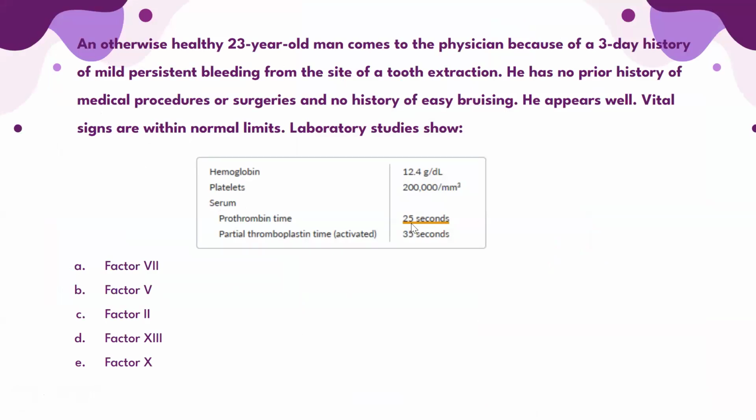Let me just give you guys the normal limits. So the PT normally should be around 11 to 14, and the PTT should be 25 to 35. So this is normal and this is elevated. Which of the following factors do you think is deficient in the patient?